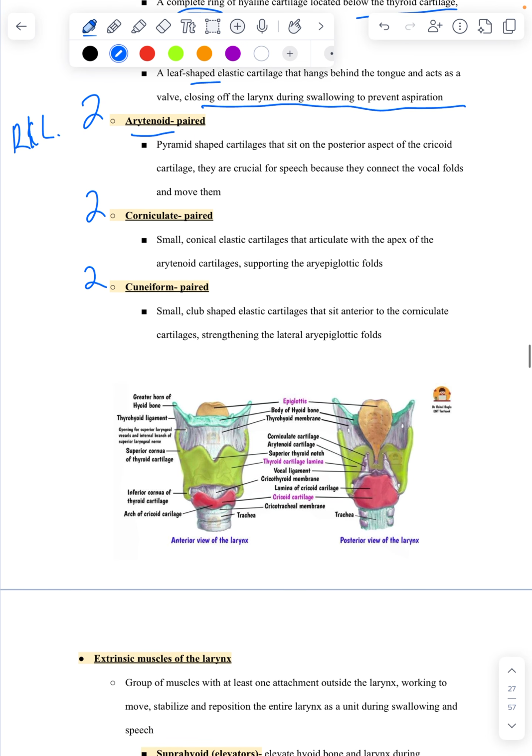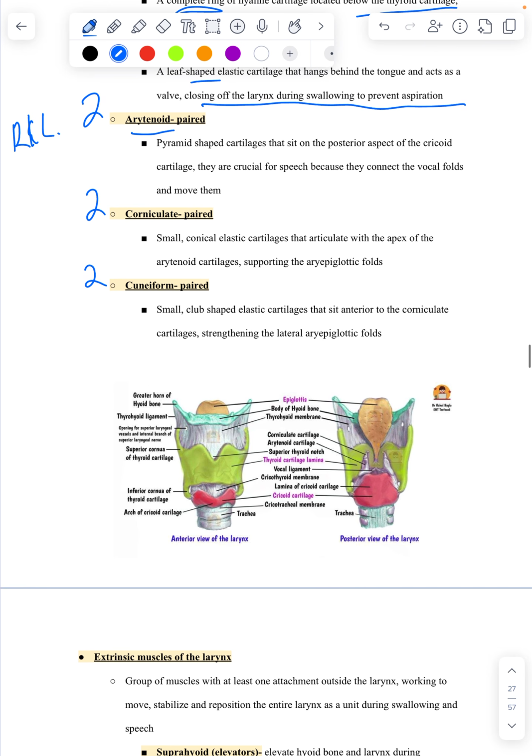So your arytenoid cartilage, which is right here, is this entire pyramid-looking thing. So literally pyramid-shaped. It's on the posterior aspect of the cricoid because this is a posterior view of the larynx. This is your cricoid. This is your thyroid. This is your Adam's apple. So your arytenoid is on the posterior of the cricoid, so we can see it only from a posterior view.